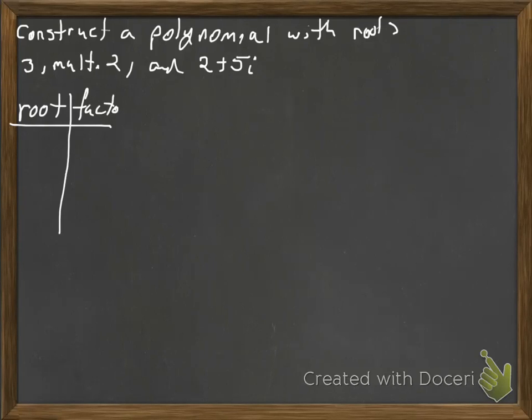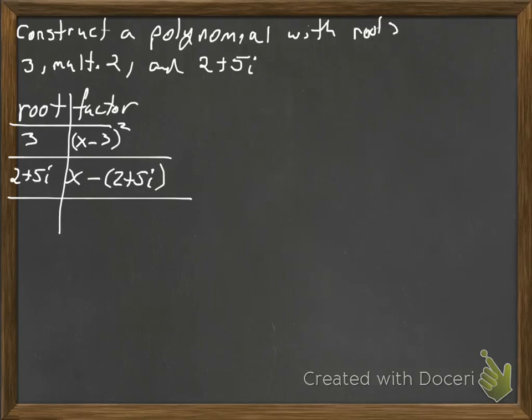So our first root is 3. And because it has multiplicity 2, we're going to have 2 of them. So that's where the x minus 3 squared comes from. And then one of our roots is 2 plus 5i. So remember, it's always x minus the root. So it's going to be x minus the quantity 2 plus 5i.